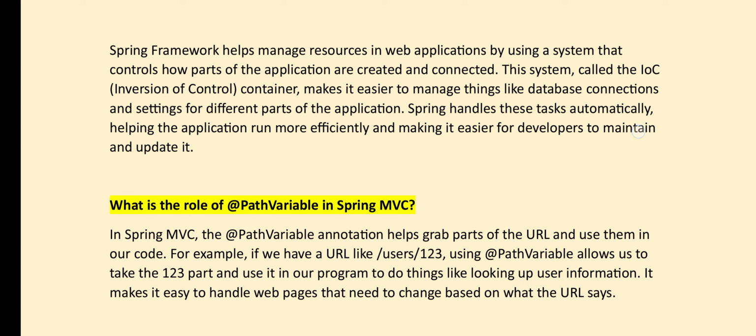What is the role of @PathVariable in Spring MVC? In Spring MVC, the @PathVariable annotation helps grab parts of the URL and use them in our code. For example, if we have a URL like /users/123, using @PathVariable allows us to take the 123 part and use it in our program to do things like looking up information. It makes it easy to handle web pages that need to change based on what the URL says.